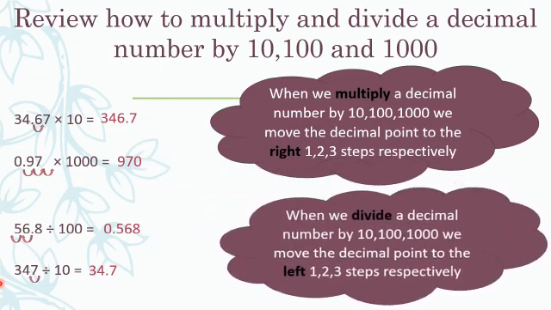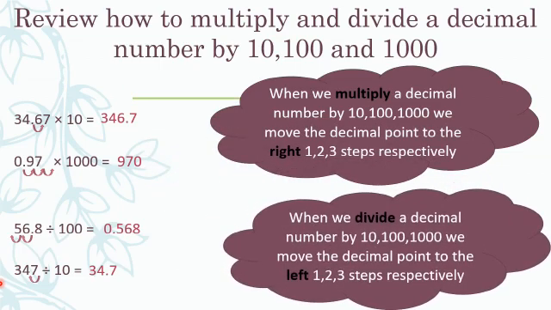34.7. So, when we divide a decimal number by 10, 100, 1000, we move the decimal point to the left 1, 2, 3 steps respectively. Here, we divide by 100, so we move the decimal point 2 steps to the left. As for here, we divide by 10, we move it 1 step to the left. And if we divide by 1000, we will move it 3 steps to the left.